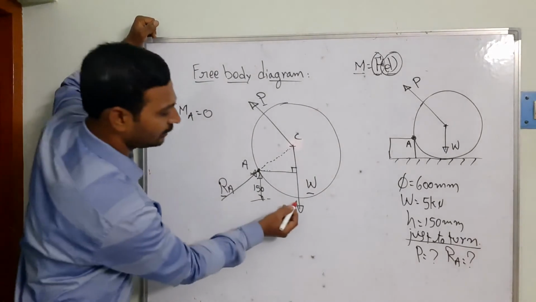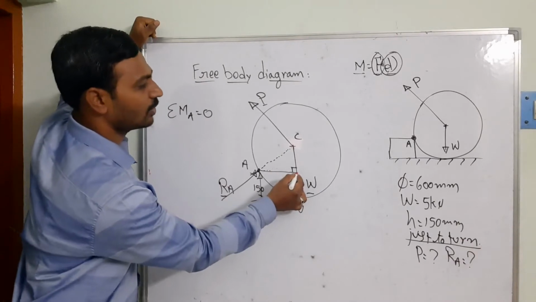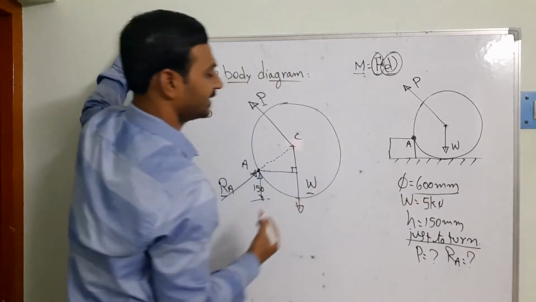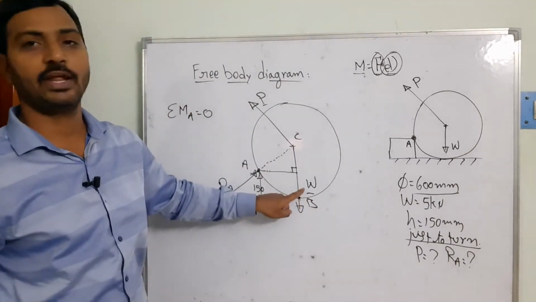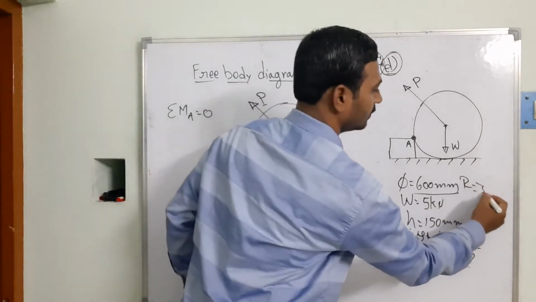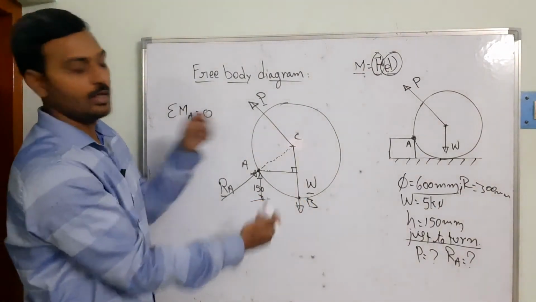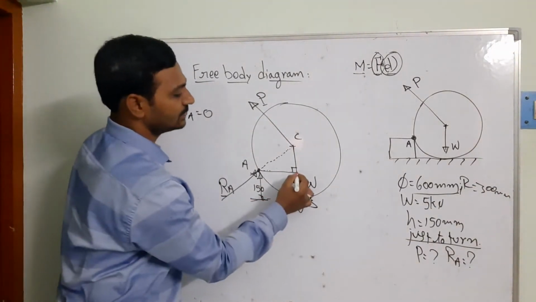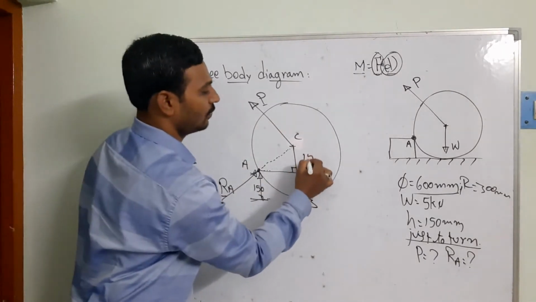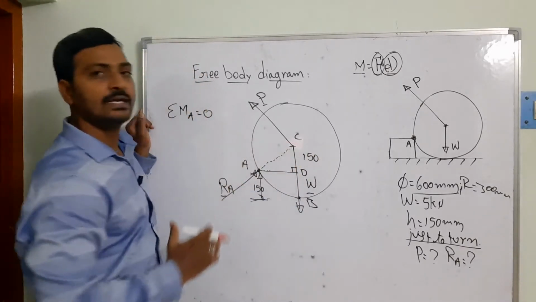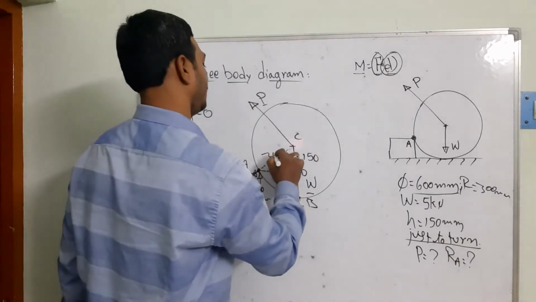As we know, the height from this point to this point is 150, because the diameter of the wheel is 600. BC height is going to be 300, that is your radius, equal to 300 mm. On that basis we are getting BC is equal to 300. When the height of the block is 150, and this point I am going to call D, suppose, the DC distance is also 150 mm. And what is the AC? The AC represents the radius of your wheel, so that is 300.